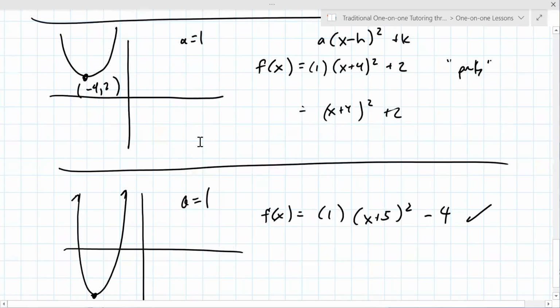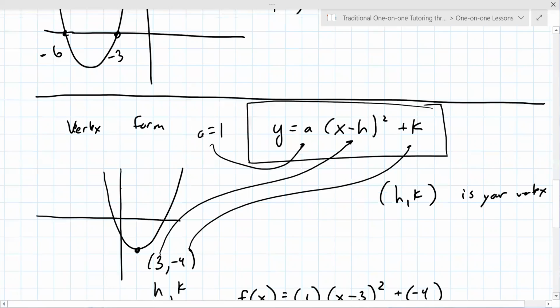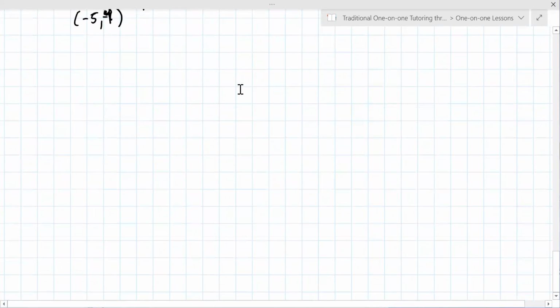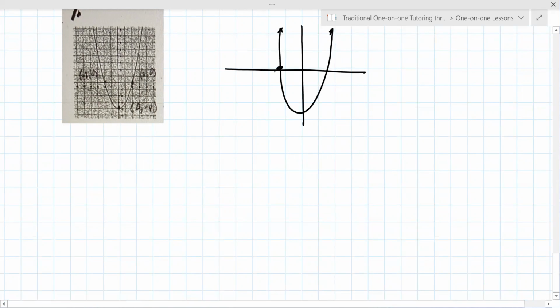Okay, so let's go back to this graph, which is terrible, but I'll make a better graph here. Let me actually just make this a better graph over here to the right. All right, so this is -2, 0, and 2, 0. And this is 0, -4. So I want you, over here on the left, we want to do factored form. Can you give me the factored form of this graph? A equals 1.